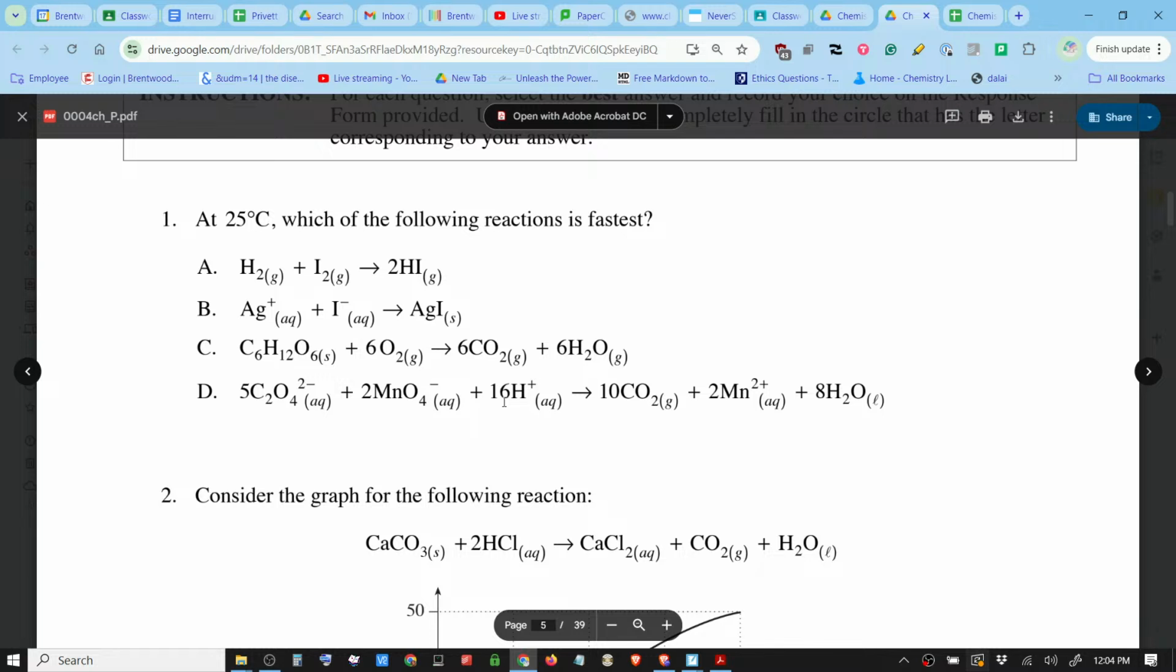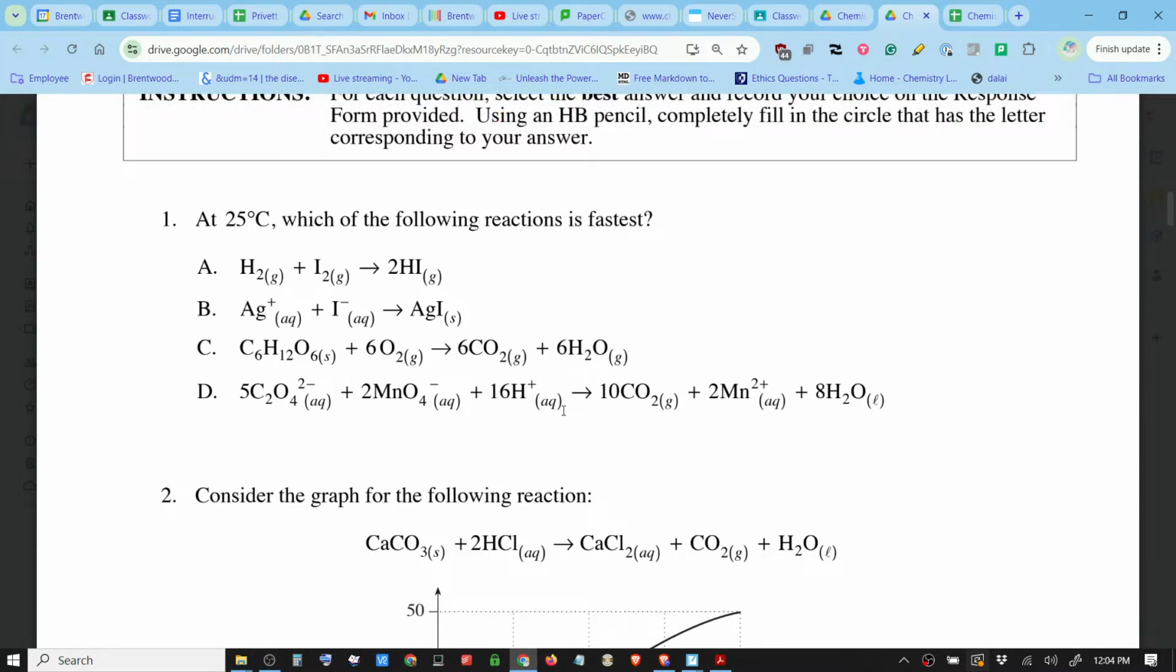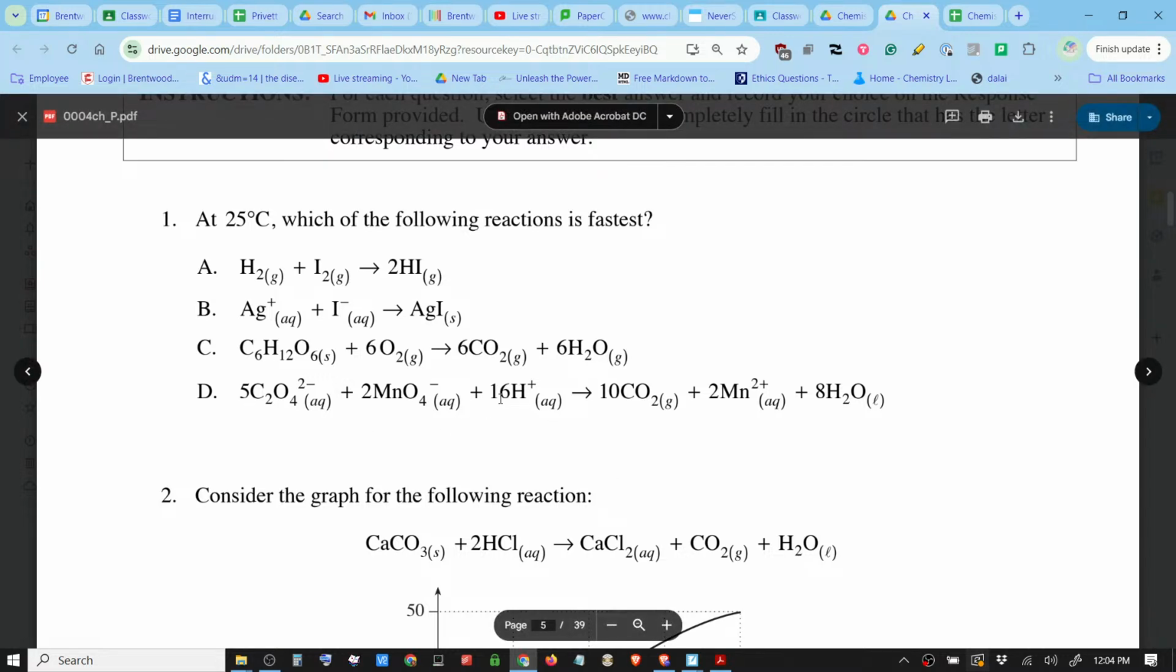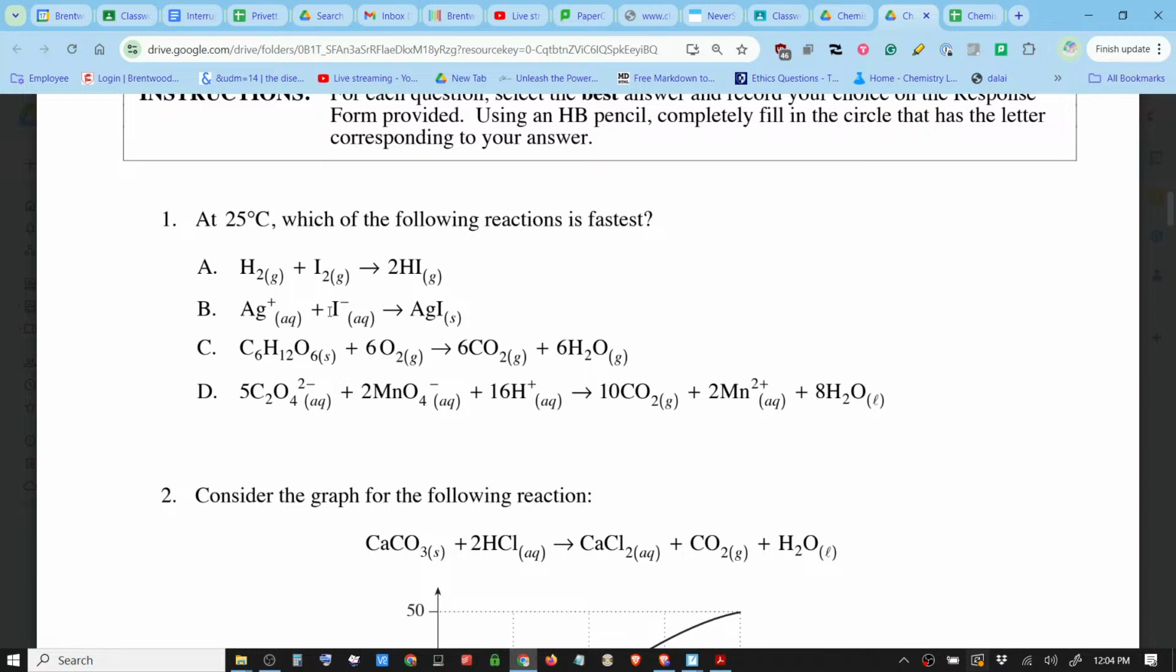Now this one, D is a possibility. Why not D? There's a lot of hands, because I heard so many words. Yes? There's more bonds to break than that one. More bonds to break. Yeah. The other one doesn't want to break. So there's so much more going on here. So many more pieces. That's just going to be a little bit slower than something that's just going boom.